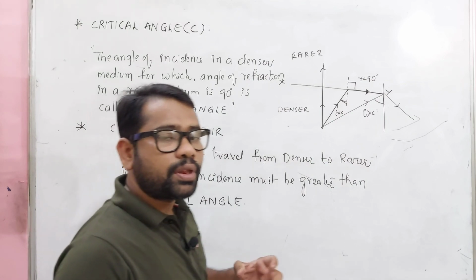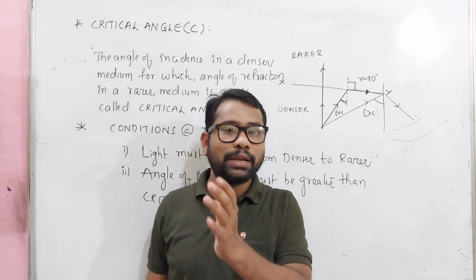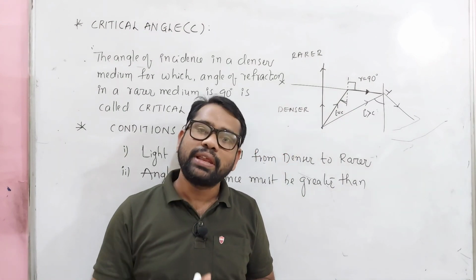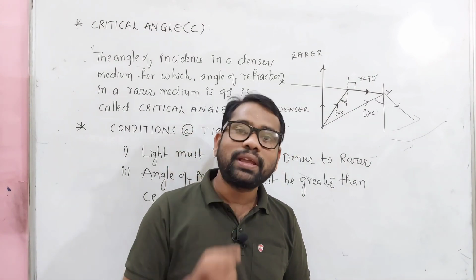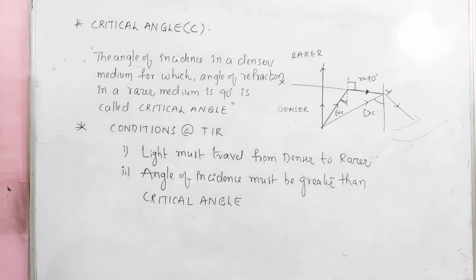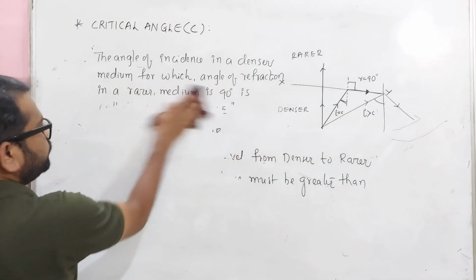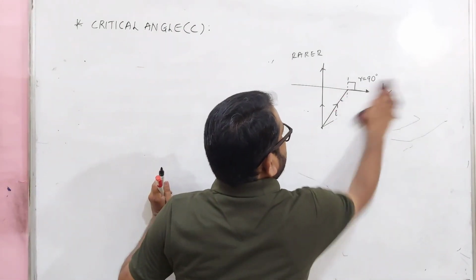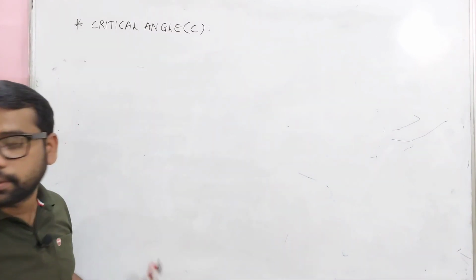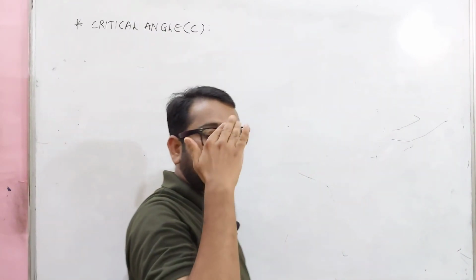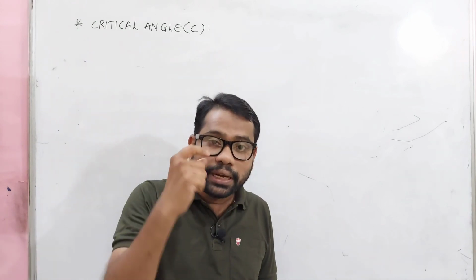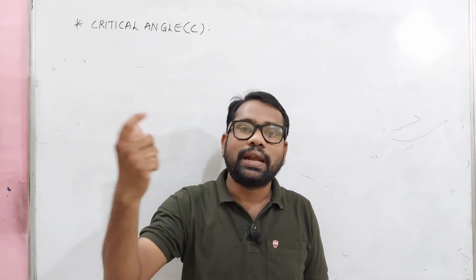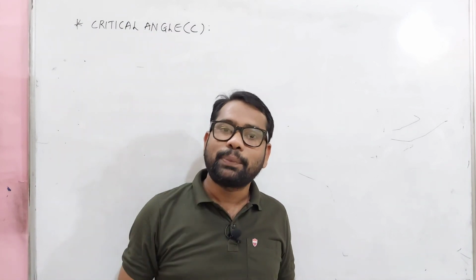Now we will see, dear children, on which factors the critical angle depends and how the critical angle is related to the refractive index. It's very important. After that we will see the applications of total internal reflection. Before discussing the factors, let us first derive the relationship between critical angle and refractive index. Then we can understand the factors on which the critical angle depends in an easy manner.